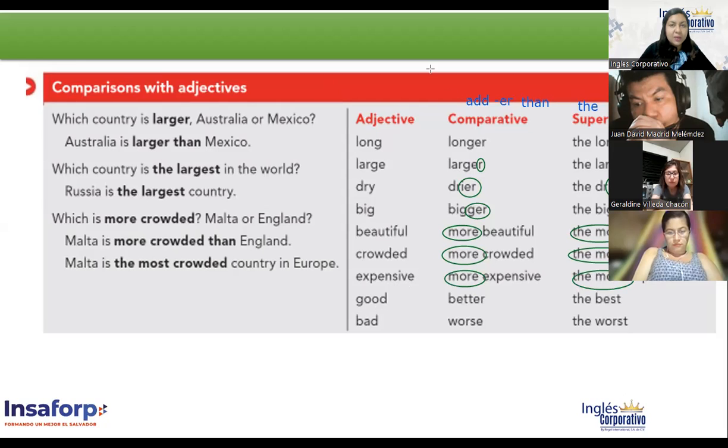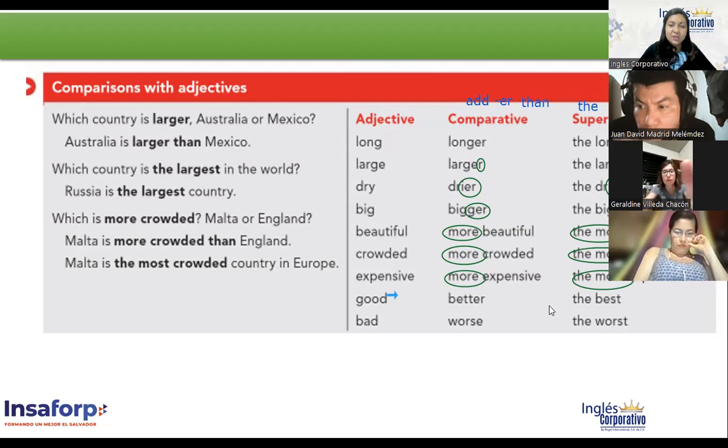And we have some irregular forms. The irregular forms, they change completely. For example, good changes to better. Good, better. And the superlative is the best. Bad, worse. And superlative, the worst.